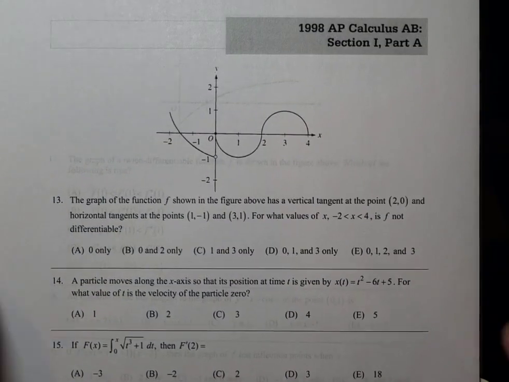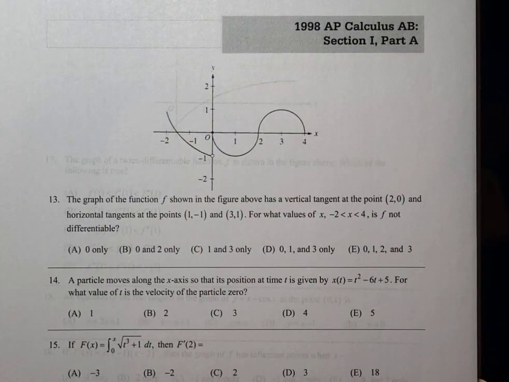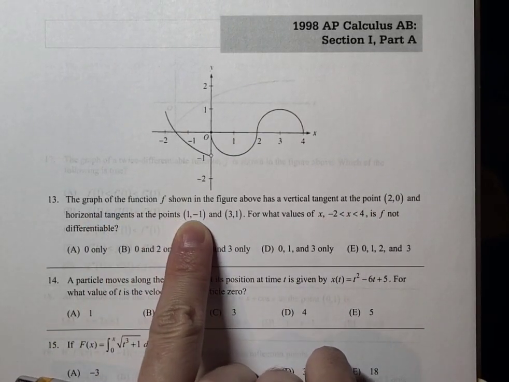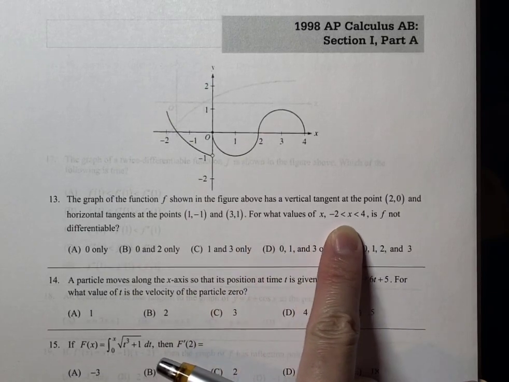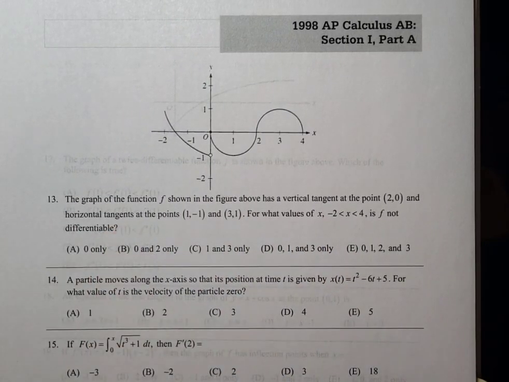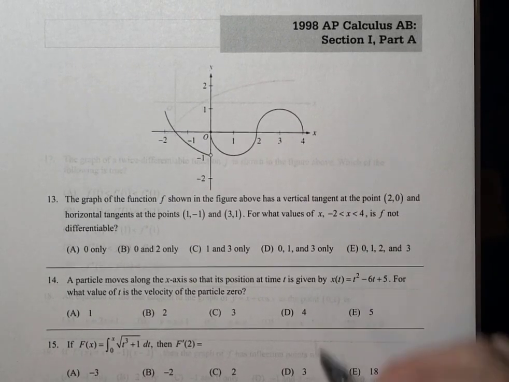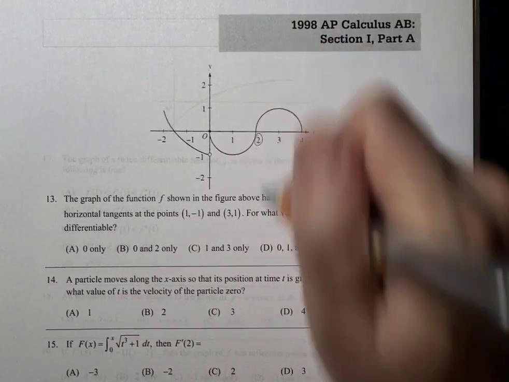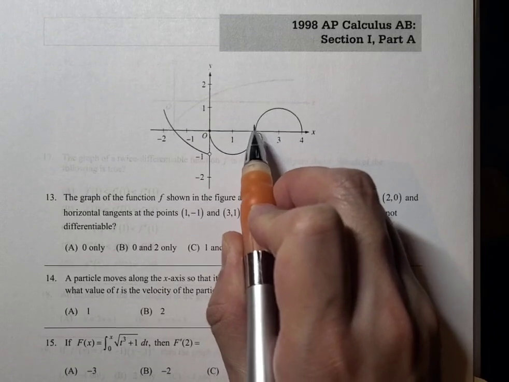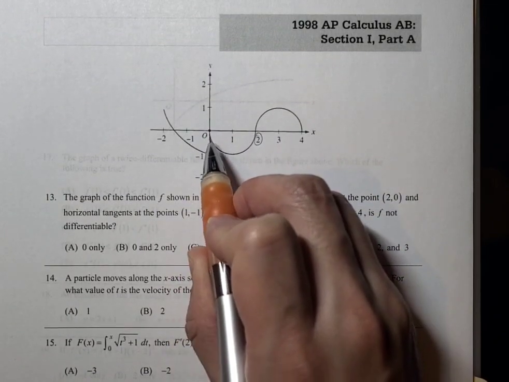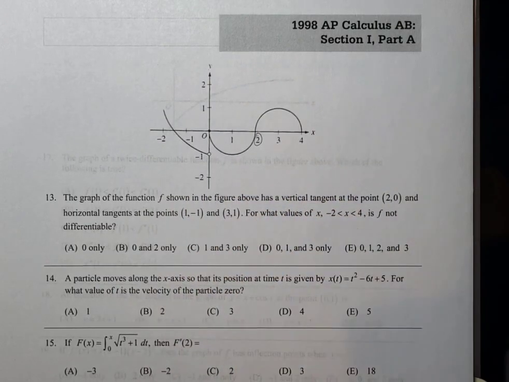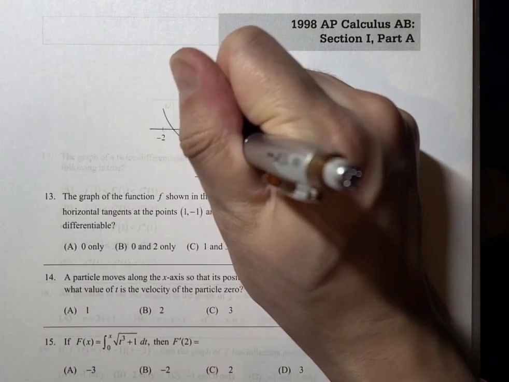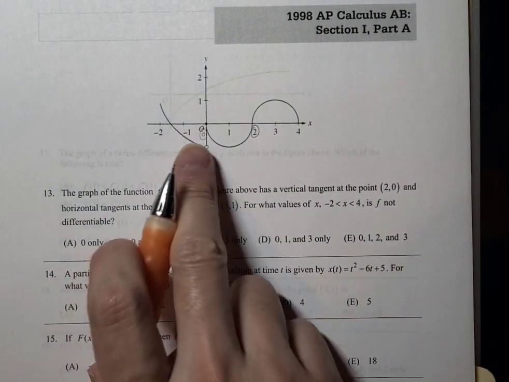The graph of the function f is shown here. It has a vertical tangent at the point 2, 0, and horizontal tangents at the points 1, -1, and 3, 1. For what values of x between -2 and 4 is f not differentiable? Remember, there are 3 cases where a function is not differentiable. When there's a sharp turn, like the absolute value function, because the derivative from the left does not equal the derivative from the right. When there's a vertical tangent, because the slope of the tangent line is infinite, so immediately we know at this point. And also when it's discontinuous, because we can't find the limit. So at 0 also, the derivative does not exist, so it's 0 and 2.